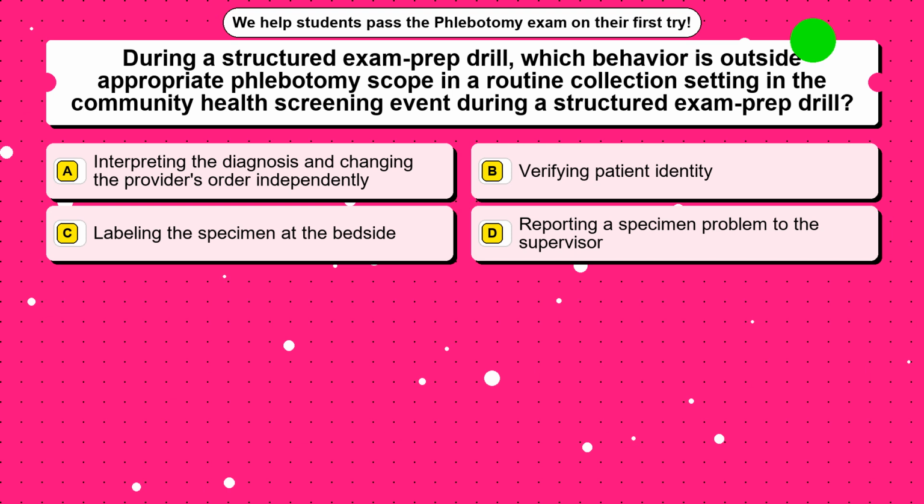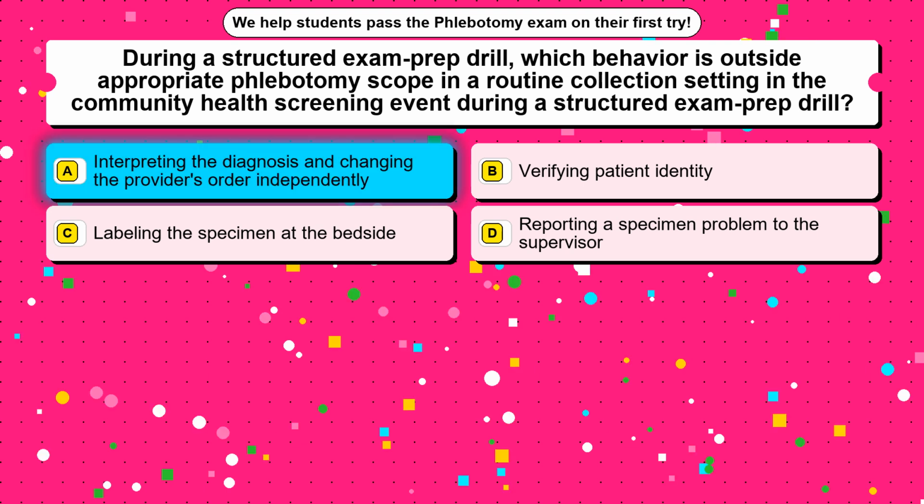Question 84. During a structured exam prep drill, which behavior is outside appropriate phlebotomy scope in a routine collection setting in the community health screening event? Option A, interpreting the diagnosis and changing the provider's order independently. Option B, verifying patient identity. Option C, labeling the specimen at the bedside. Option D, reporting a specimen problem to the supervisor.